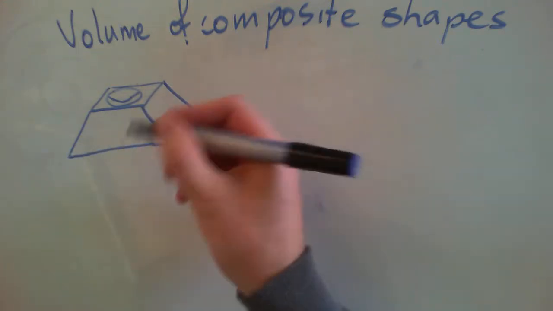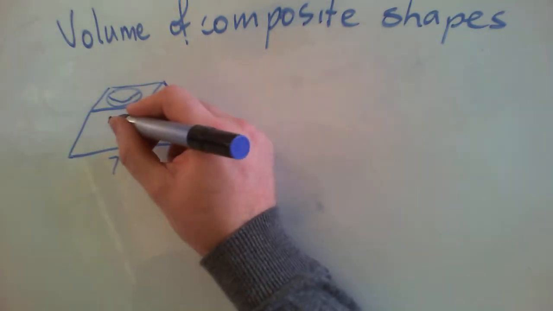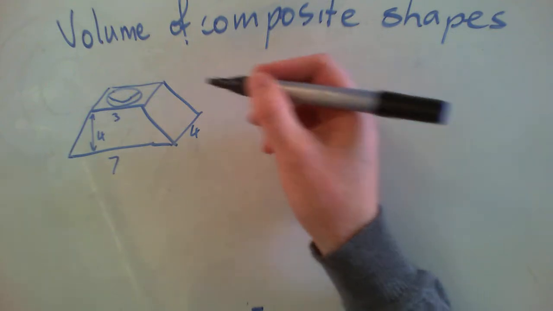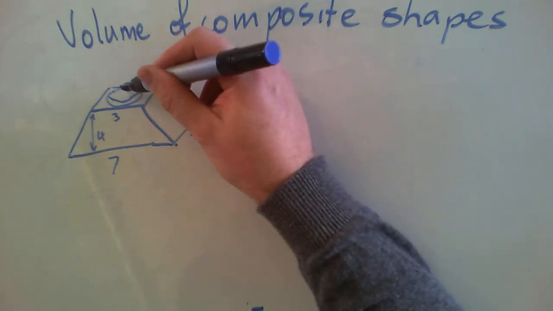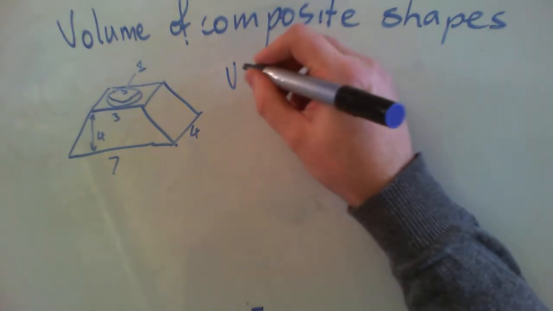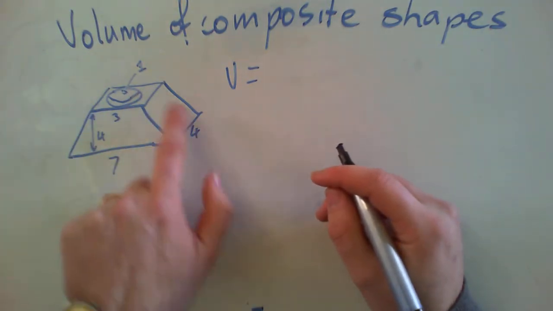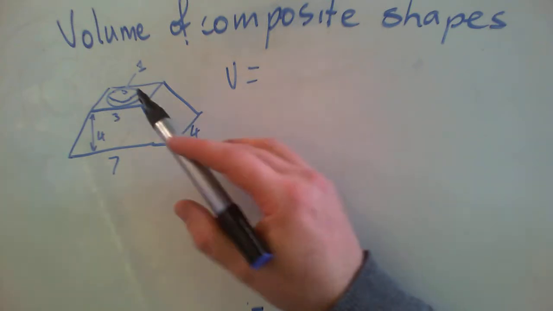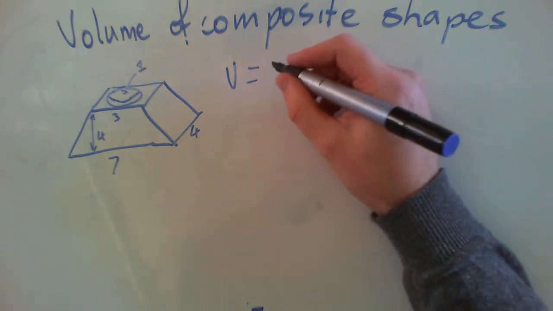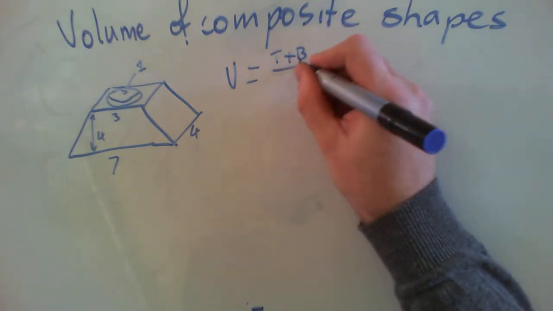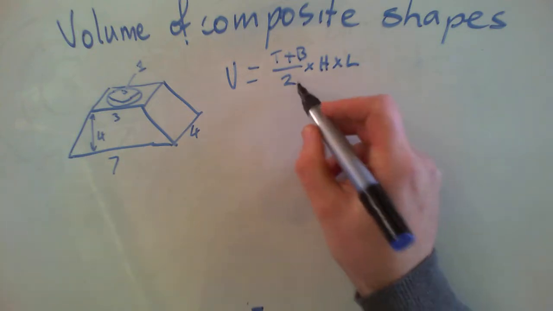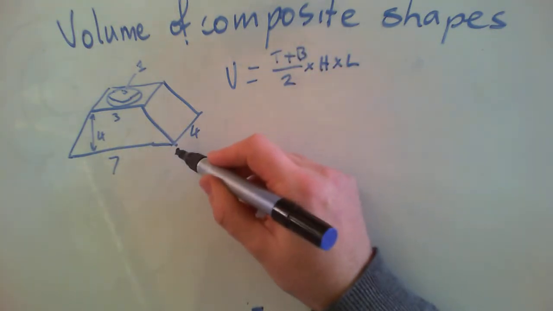So we need a few dimensions here. We need our base, let's call that 7, our top, let's call that 3, our height 4, and our length can also be 4. And the radius of our circle, we'll just make that 1 to make our calculation a little nicer. So this time, our volume is going to be the volume of our trapezium prism minus half of a sphere. What's our formula for the volume of our trapezium prism? Well, it's top plus bottom, divided by 2, times the height of 4, and the length of the prism. All this, remember, is the area of the end times the length.